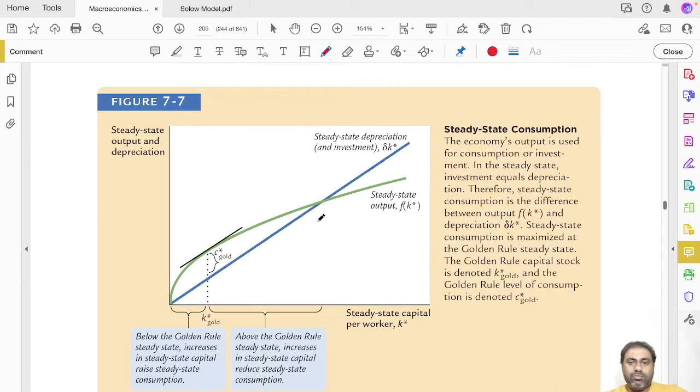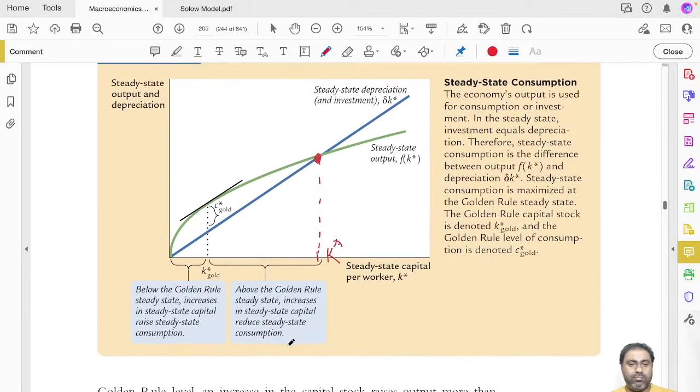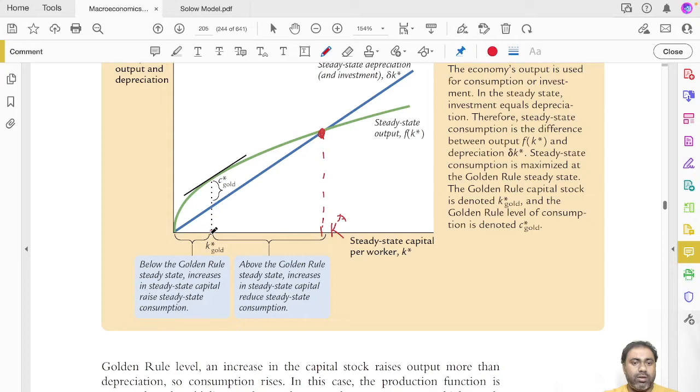So now this is your point where it is K star. Okay, this is your K star. And this is your K gold star. Now this K gold star is not your steady state. So what happens is that this line is drawn parallel to your depreciation line. Okay. And at the depreciation line, where the point is tangent, we say it is K gold star.